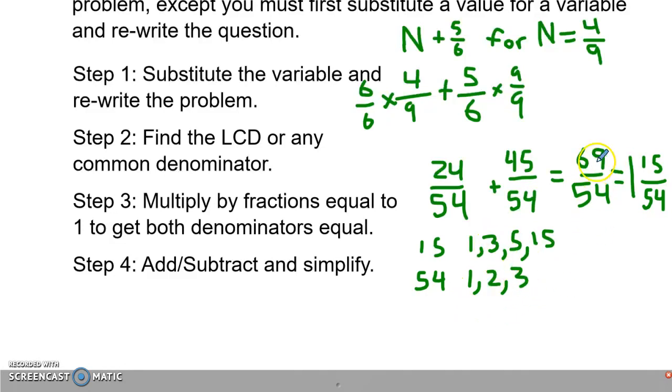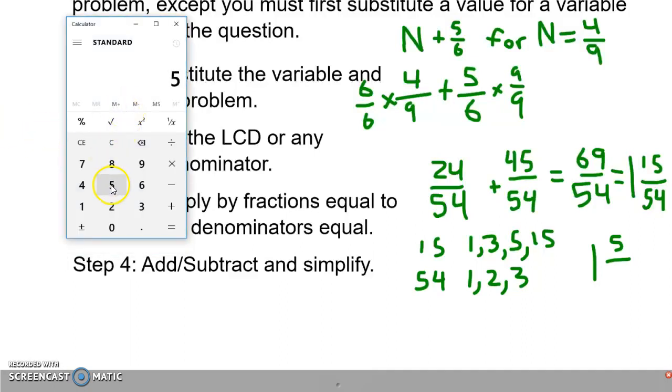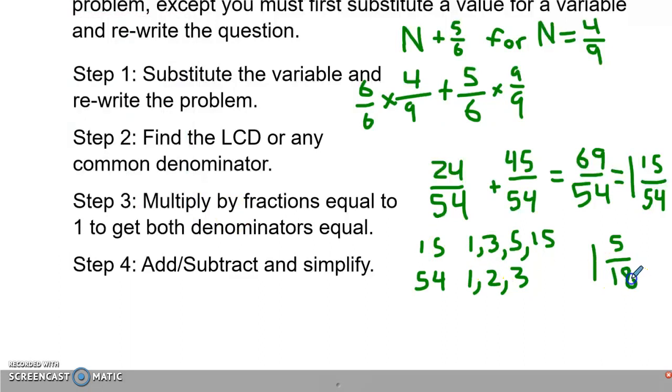So I can divide both of these by 3, and I would get 1 and 5. And then 54 divided by 3, I could use my calculator. 54 divided by 3, that's going to be 18. 1 5/18, and that is simplified all the way.